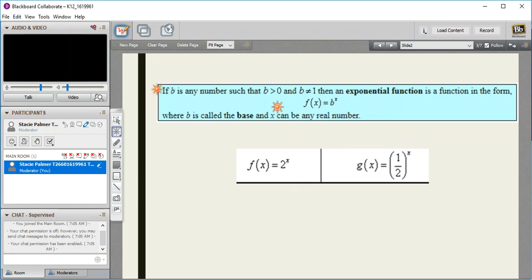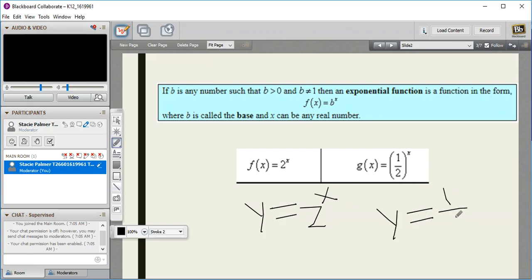We also need to know that if b is any number such that b is greater than 0 and b is not equal to 1, then an exponential function is a function in the form f of x equals b to the x. So basically, our constant has to be bigger than 0, but it can't be equal to 1. Okay, and then f of x, that is the same thing as having a y. So we could rewrite this as y equals 2 to the x, or y equals 1/2 to the x.